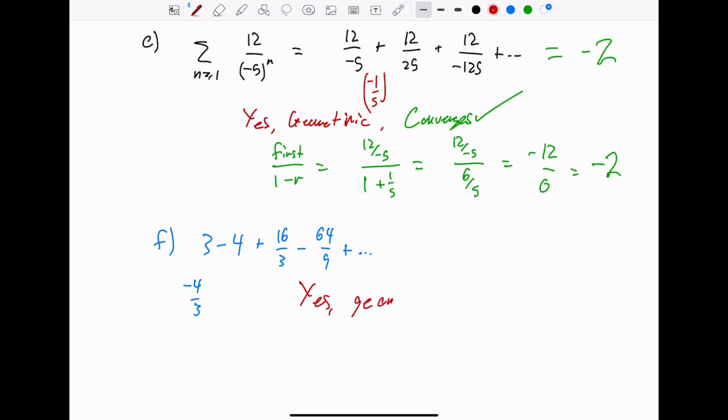Is it a convergent geometric series? Well, look at the absolute value of the common ratio. Here's our common ratio r. The absolute value of r is greater than 1. It's 4/3. So because the absolute value of r is greater than 1, this diverges. It is not a convergent geometric series.